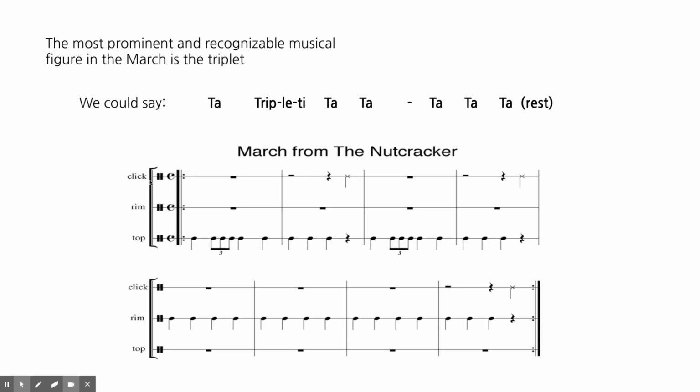Ta, triple T, ta, ta, ta, ta, ta. Ta, triple T, ta, ta, ta, ta, ta. Edge. Ta, ta, ta, ta, ta, ta, ta, ta, ta, ta, ta, ta, ta. Beginning. Ta, triple T, ta, ta, ta, ta, ta. Ta, triple T, ta, ta, ta, ta, ta. Edge. Ta, ta, ta, ta, ta, ta, ta, ta, ta, ta, ta, ta, ta. Click. Now that's the first part.